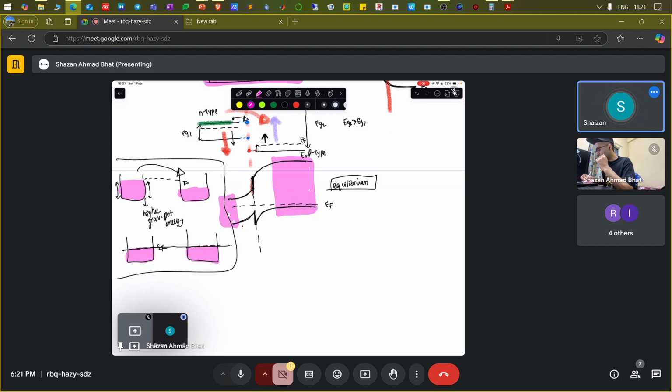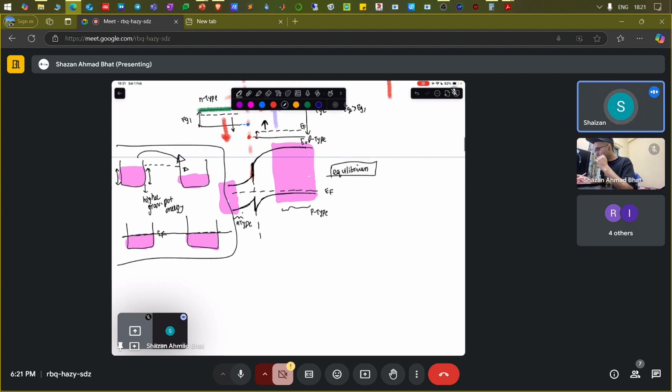Here, the bands are flat. It is mostly at this particular region that the change happens, the bending happens. Inside the bulk, you have to make sure that it remains as it was. It is p-type here, it is n-type here. Now, at this particular location, the maximum change happened. You see that there is now a weird shape of bending happening.